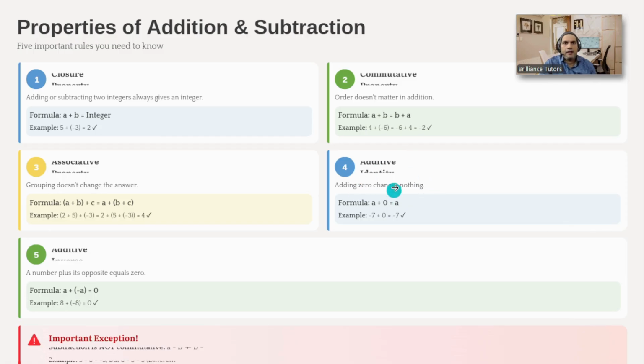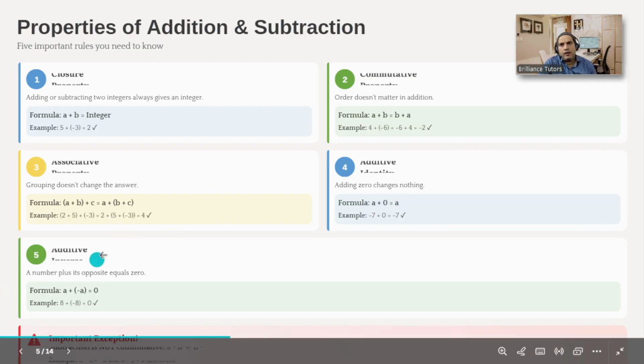And additive identity: adding 0 does not change anything. Any integer number when you add 0 gives the same result. So it's the additive identity. Additive inverse: a number plus its opposite equals 0. A number when you add it with its opposite sign is always 0. Like 8 plus minus 8 gives 0. It's the additive inverse.